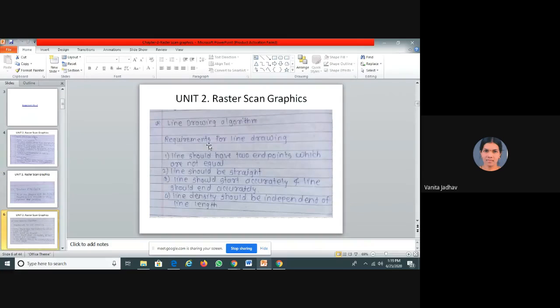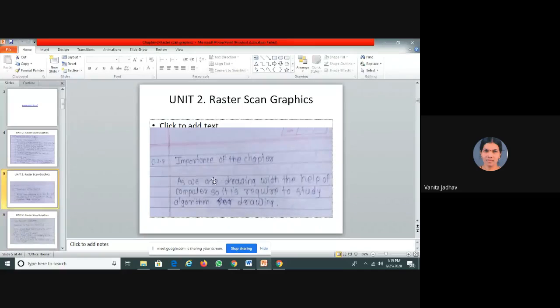Next. Okay, so we'll start the chapter. Now there is no need to write anything. First of all, I will discuss, and whenever I tell you to write down, only then you have to write. Otherwise, just listen to me carefully, because we are discussing algorithms, and each algorithm has its own example. The first point from this chapter is the line drawing algorithm.